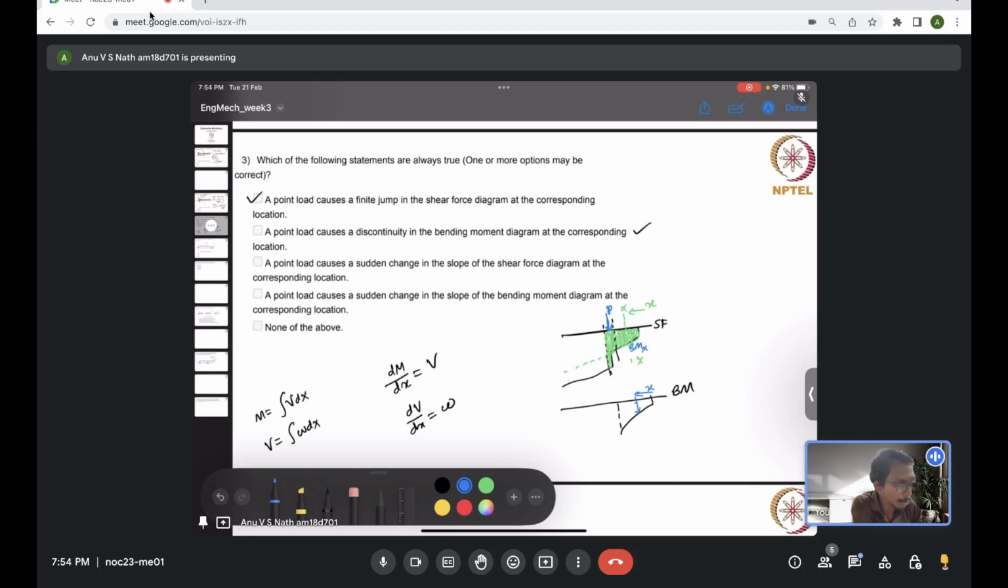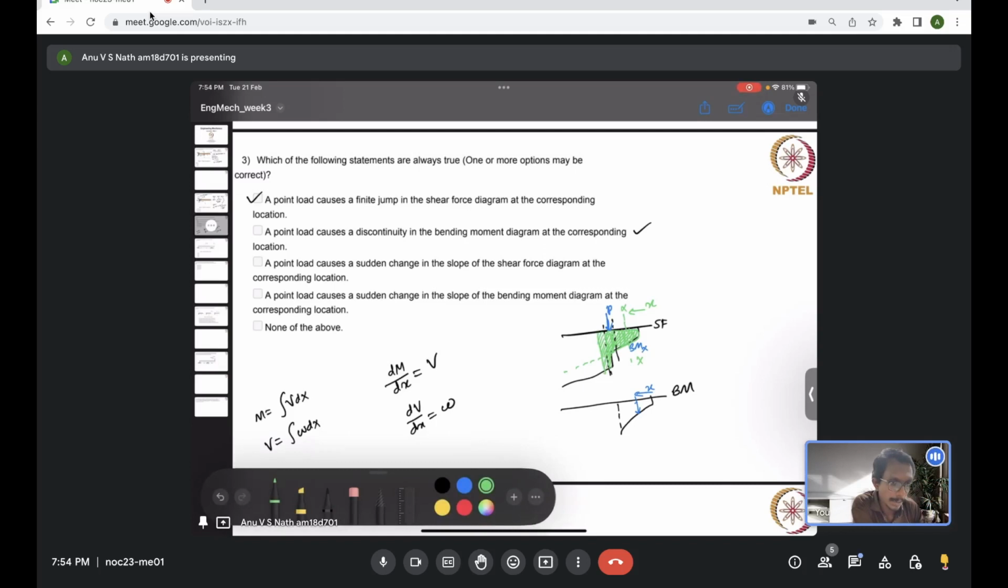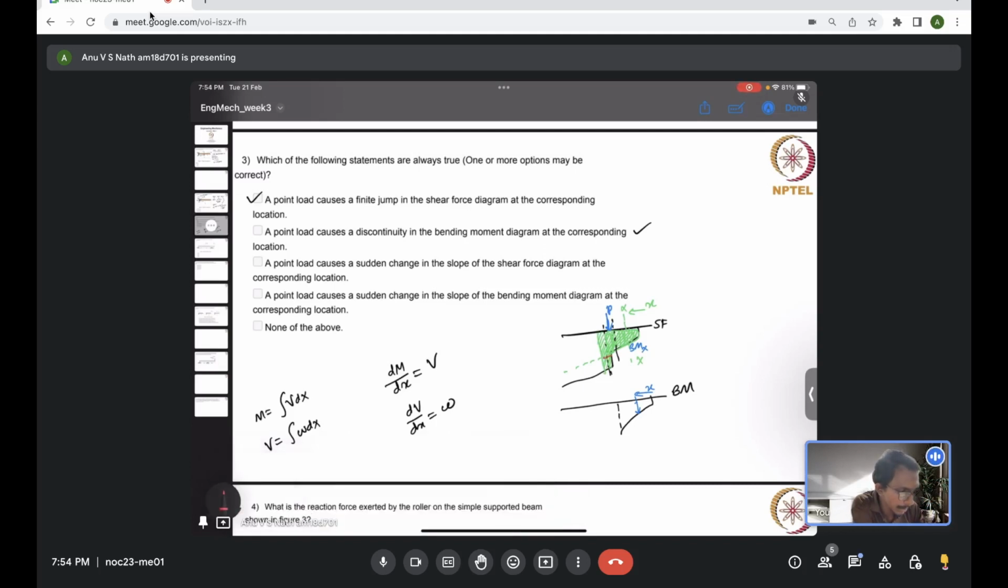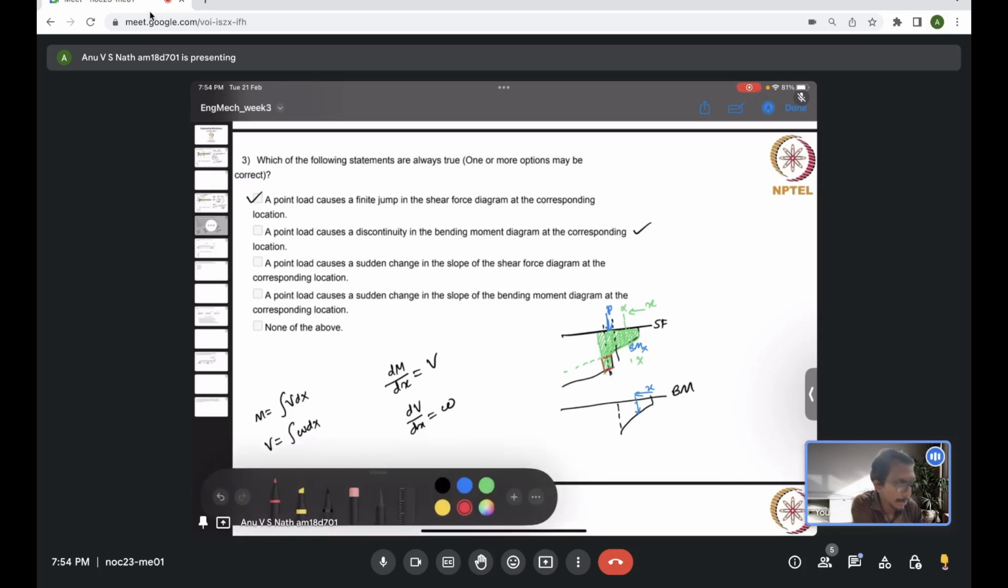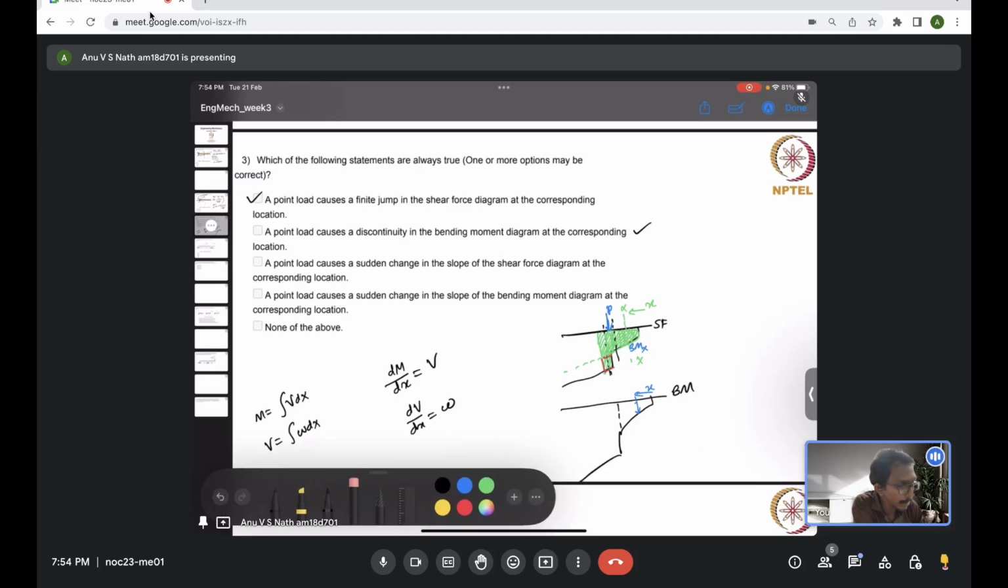But if you move a little bit further, you will see there is an extra area gradually getting added, not suddenly added. That's the point I want to make. This area is extra area, right, because of the point load, and this is gradually getting added. So what it implies is that it's not a sudden variation that is going to happen in the bending moment diagram. It's not like the bending moment has a sudden jump like this and then continues like this. There will be a sudden variation in the slope, not in the value of the bending moment.